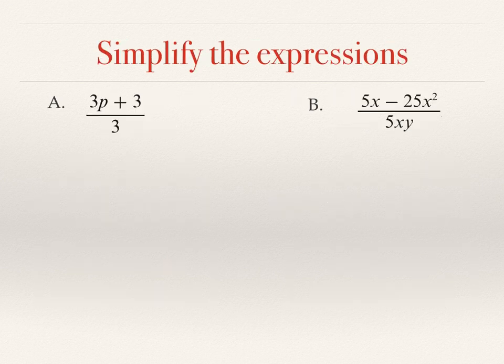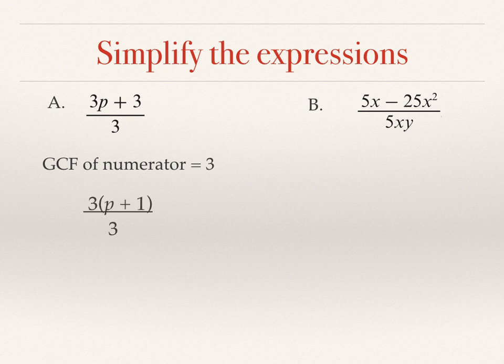Right, now when it says simplify expressions, usually a common factor will eliminate or cancel out or divide out. So we'll notice the greatest common factor of the numerator is 3. We can factor the numerator. Now we can cancel out a 3 in both numerator and denominator because 3 divided by 3 is 1, and 1 times p plus 1 is just p plus 1. So notice we've taken the original expression and we simplified it by dividing out a greatest common factor.